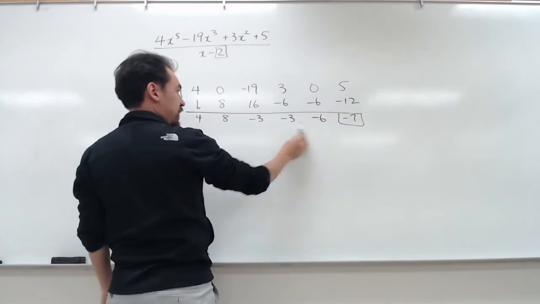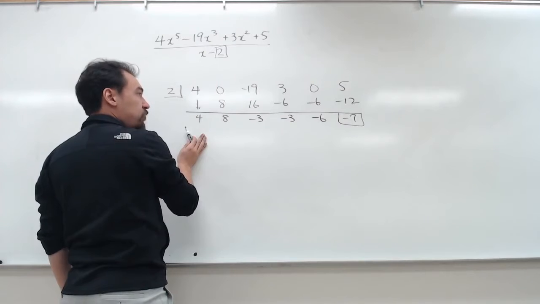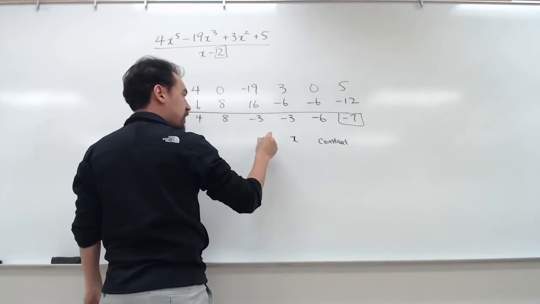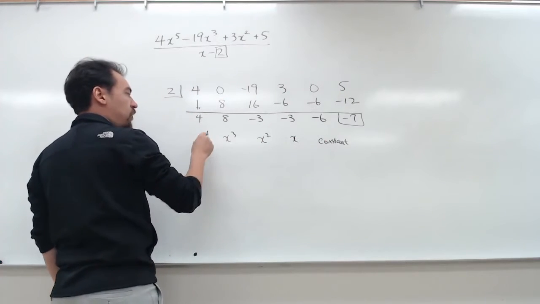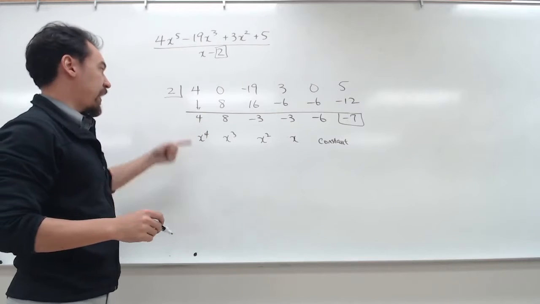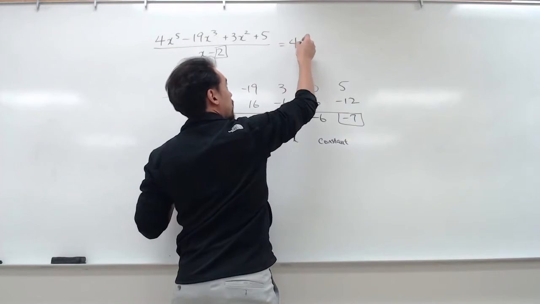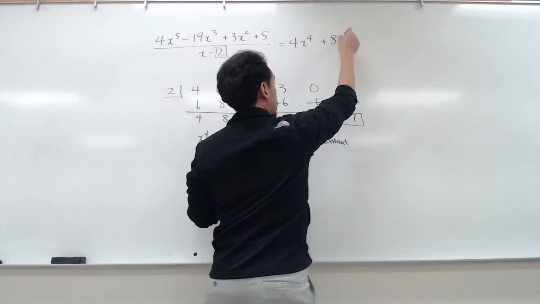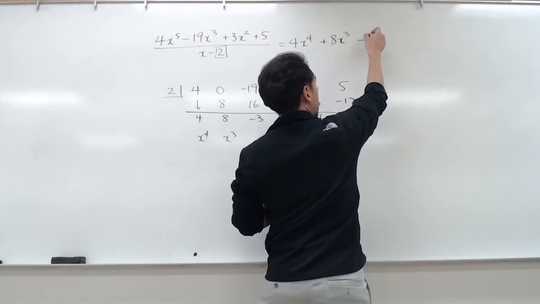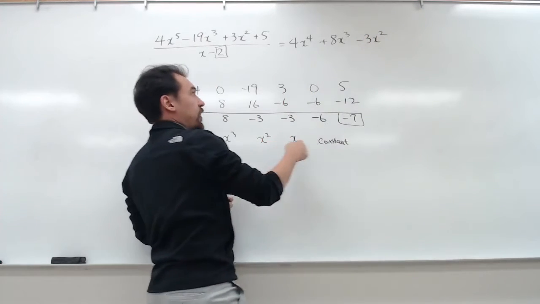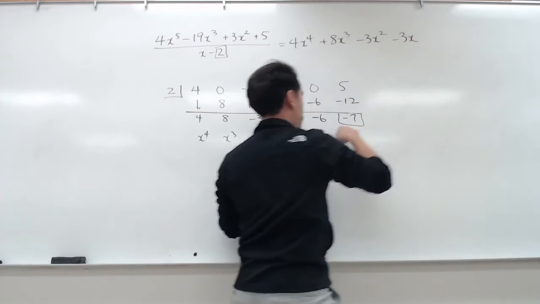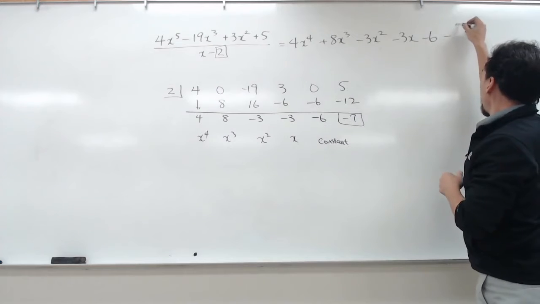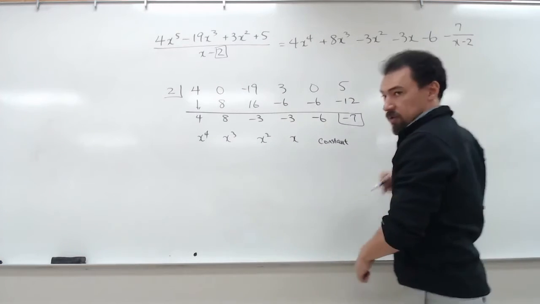So this set of numbers gives me the coefficients on the quotient in the order of constant right next to the remainder, then up x, x squared, x cubed, and x fourth. So when I take this expression, I will rewrite it as 4x to the 4th. Next term, 8x cubed. Next term, negative 3x squared. Next term, negative 3x. And then negative 6 is a constant. And then finally, the remainder of negative 7 will go up here over x minus 2. And there we have it.